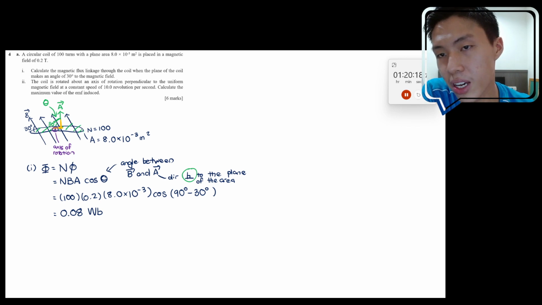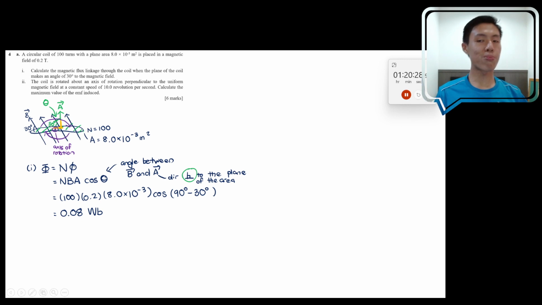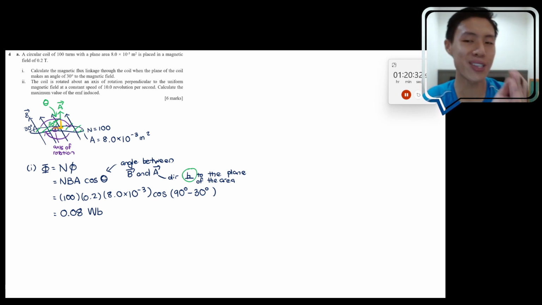Okay, that means your plane will rotate like this. We don't want to complicate matters. There are other ways to be perpendicular, but I think your syllabus only limits you to this way of rotating only. So this is the axis of rotation.